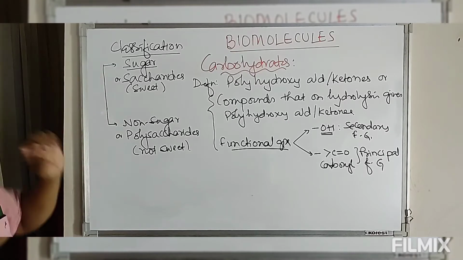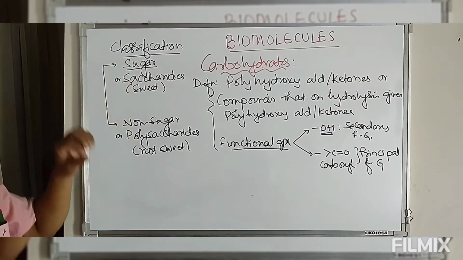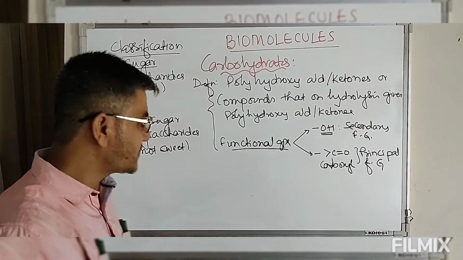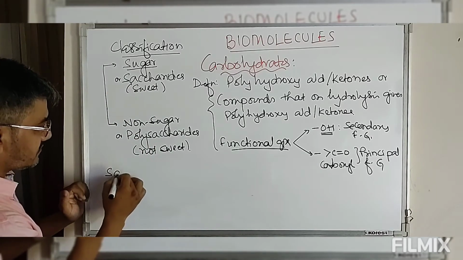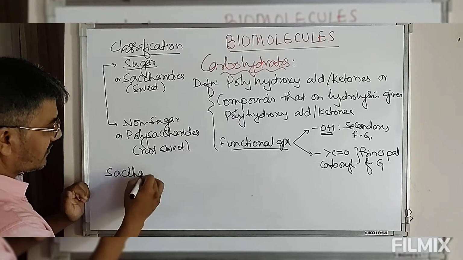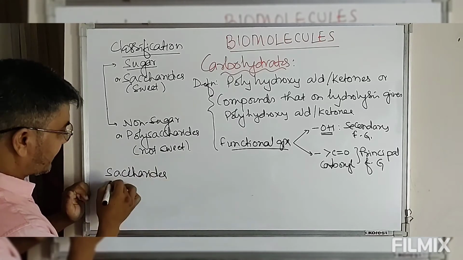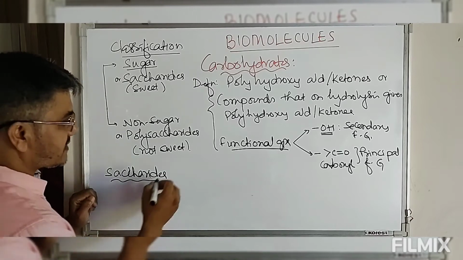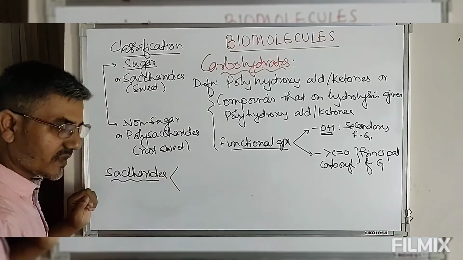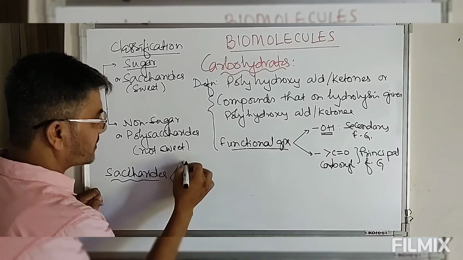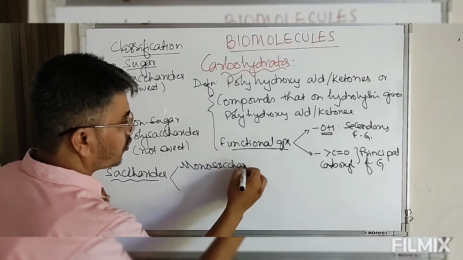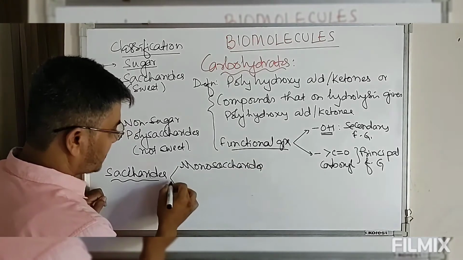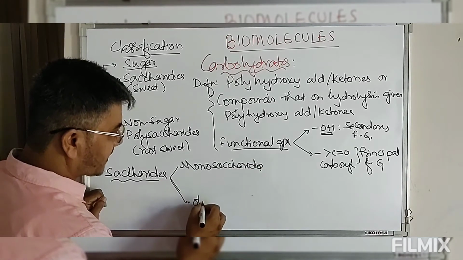Now coming to sugar, we will further classify this sugar into various forms again. These saccharides are classified again into monosaccharides and oligosaccharides.